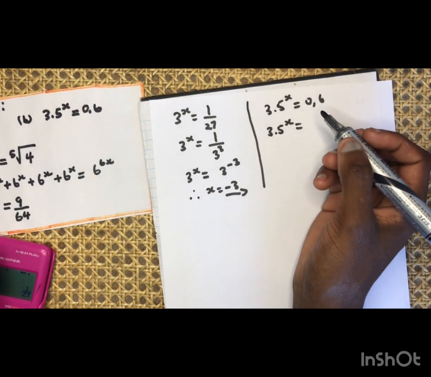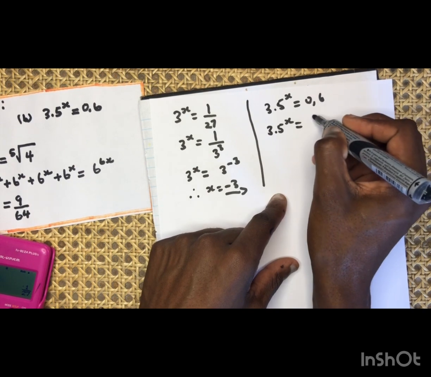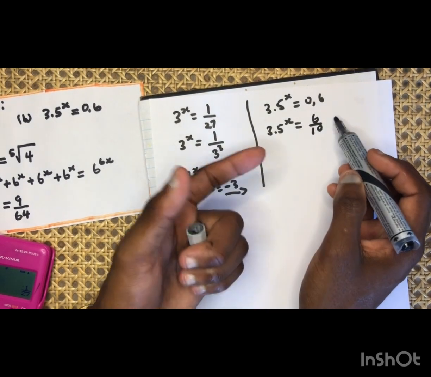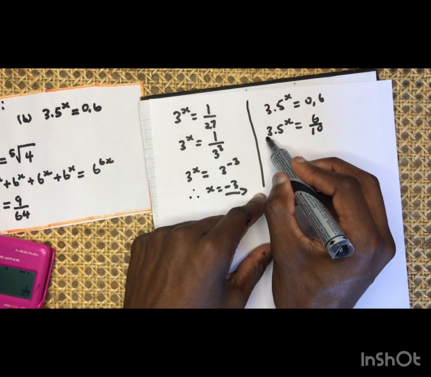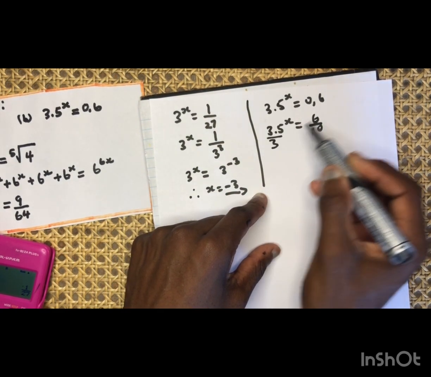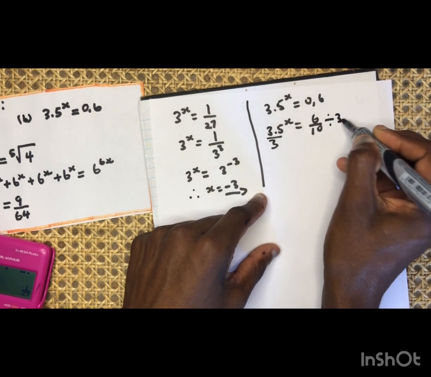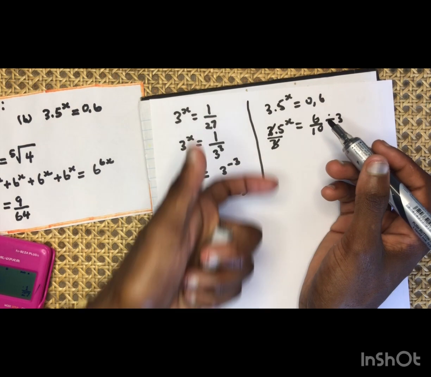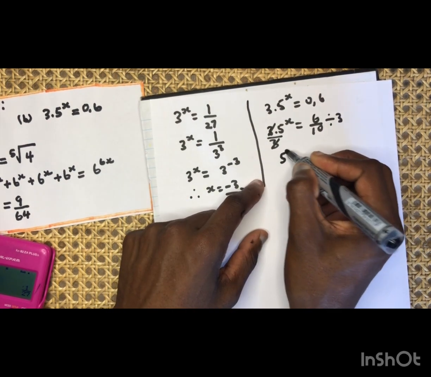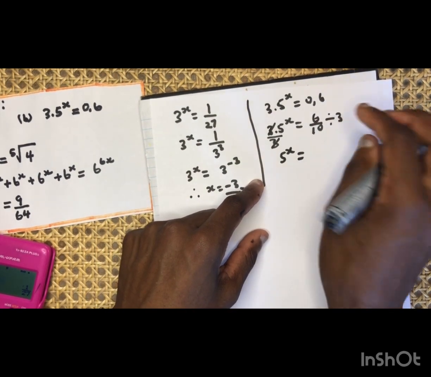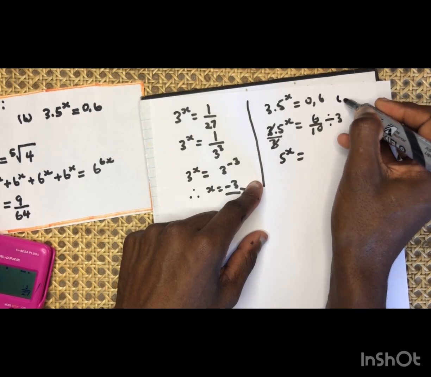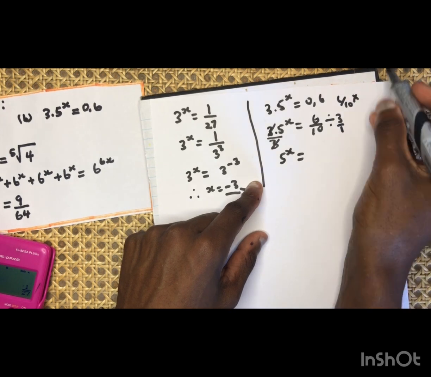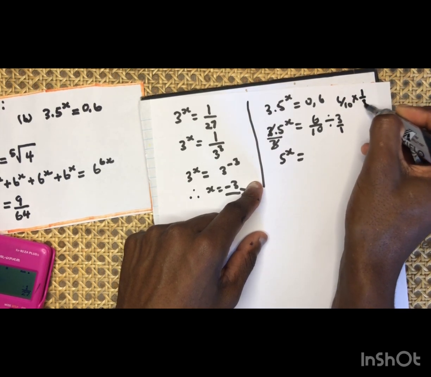So 0.6 is the same as 6 over 10. Then now the bases still are not the same, guys. Then I divide both sides by what? By 3. So this cancels out because I want to make a single power here. So I have 5 to the power x. If you divide here, guys, it's the same as 6 over 10 times, because we have 1 here, then you do a reciprocal, which is 1 over 3.